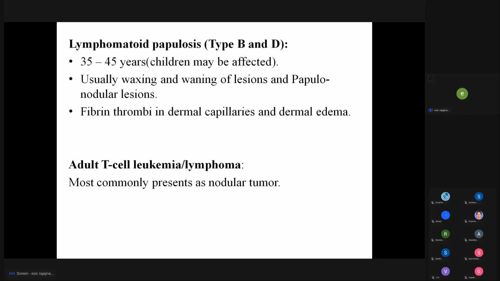Other differentials like lymphomatoid papulosis occur at 35 to 45 years. You will usually see waxing and waning of lesions and papulonodular lesions. If you have more clinical history, you can distinguish between mycosis fungoides and lymphomatoid papulosis. There will be waxing and waning, and fibrin and fibrin thrombi in dermal capillaries and dermal edema. Adult T cell leukemia lymphoma will present mainly as a nodular tumor.